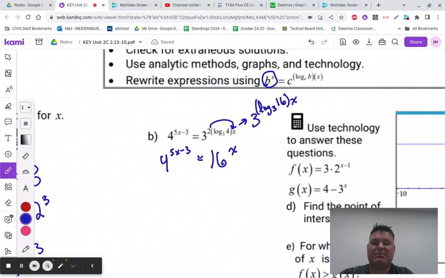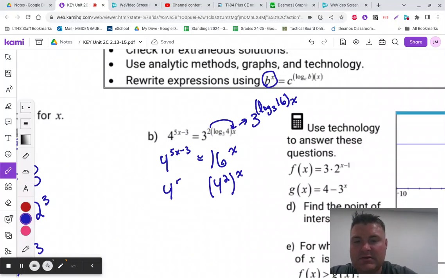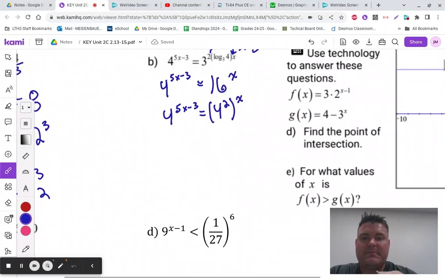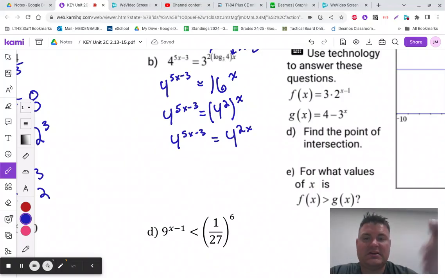Now I need the same base. Can I break a 16 down? Remember, we can only break down, not up. Break down a 16 to a 4. It's just going to be 4 squared. Perfect. So 4 squared to the x. That simplifies here. I'll rewrite the left side, which is unchanged, and the right side is 4 to the 2x. Same base, set the exponents equal to each other. So 5x minus 3 equals 2x.